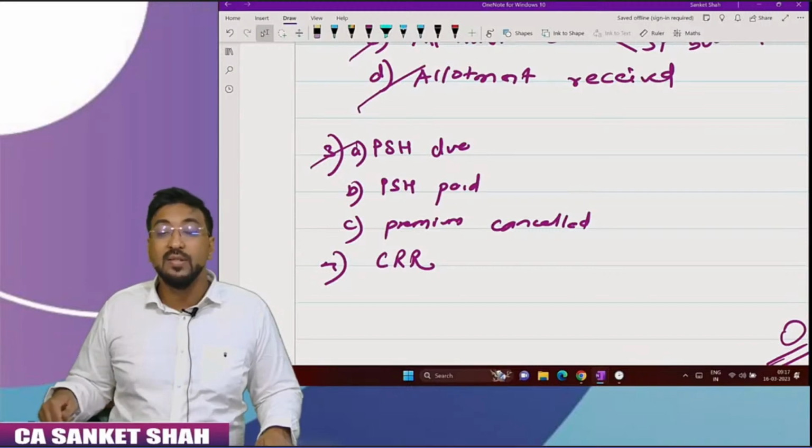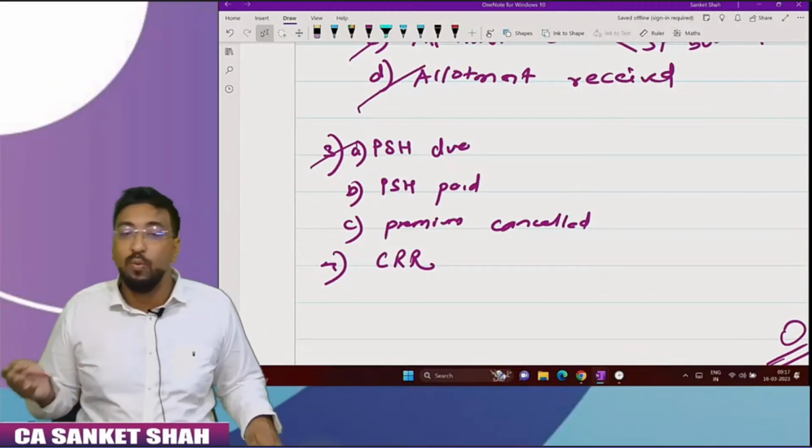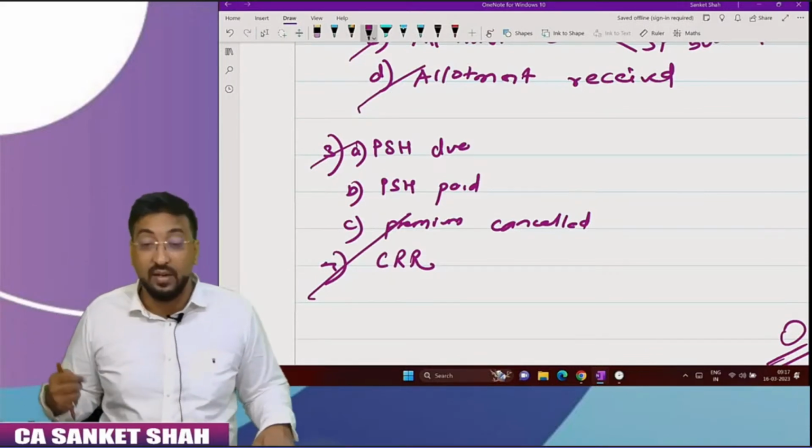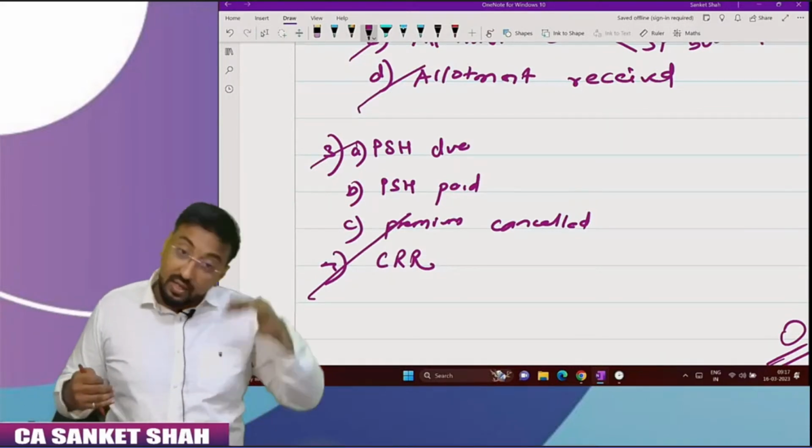And then CRR. Normally P&L to CRR, but here there is no balance in P&L. Therefore, general reserve to CRR. This is how you have to recall this entry. Sir, minimum 5 times recall it. Then you will understand.